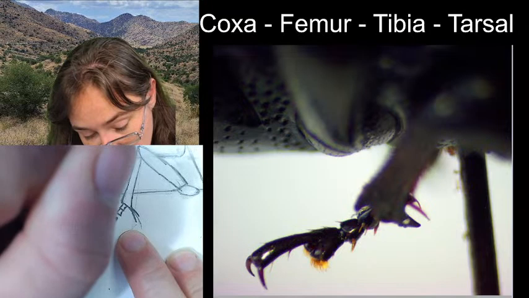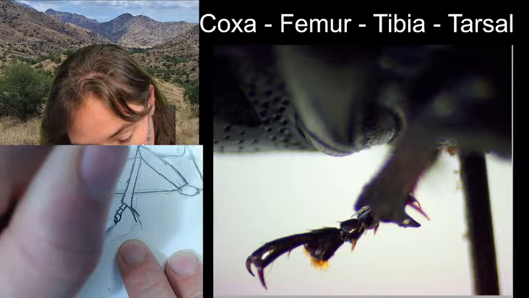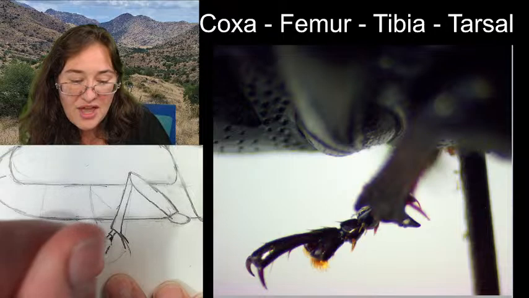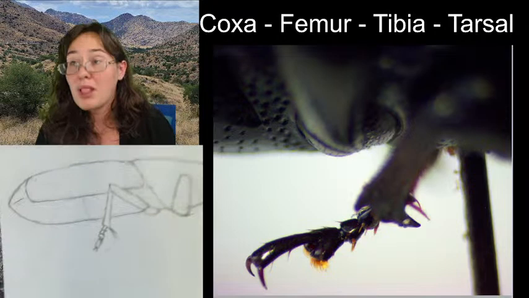Three, four, five. All right, so that is going to be our friend here. And then we still have some of those little golden hairs on the bottom of our tarsal segments.